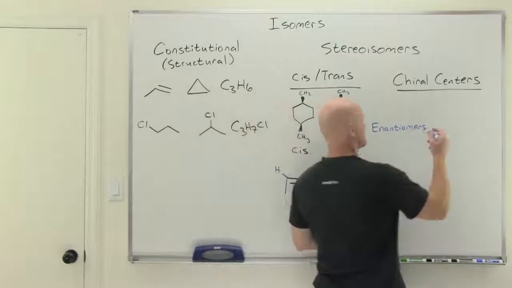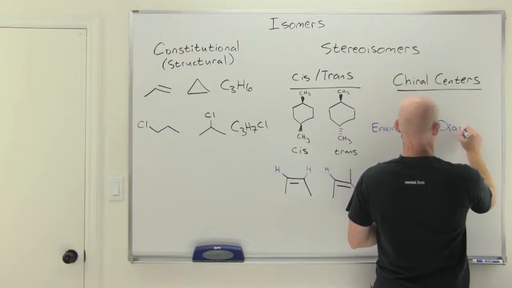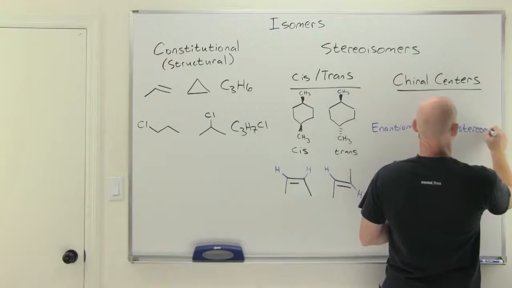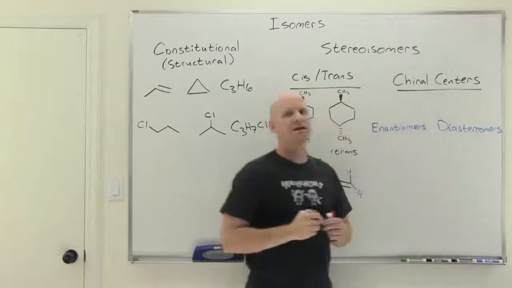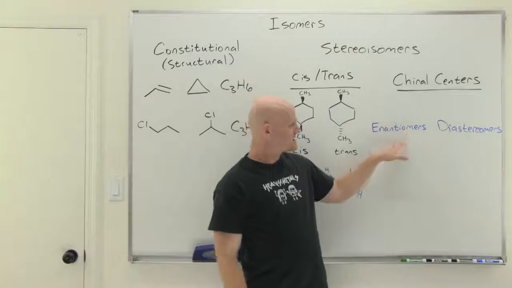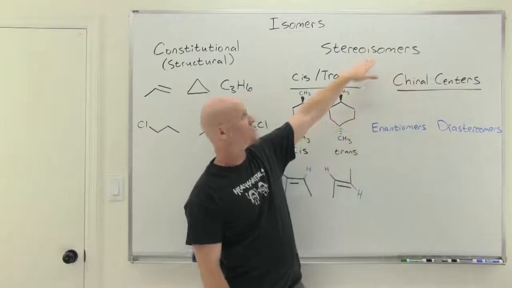But the other type here are called diastereomers. And so enantiomers, again, let's actually go back up to stereoisomers for a second.